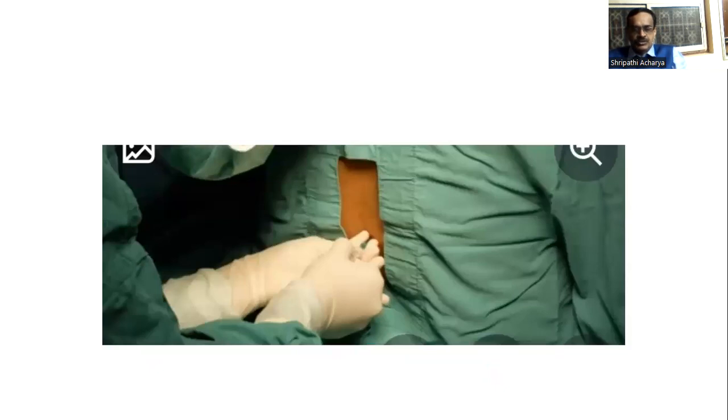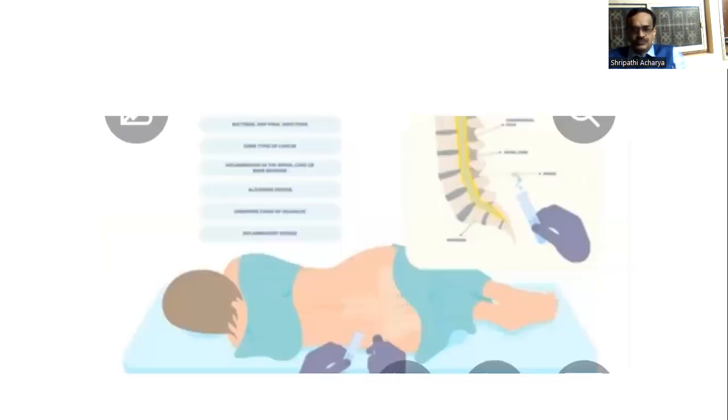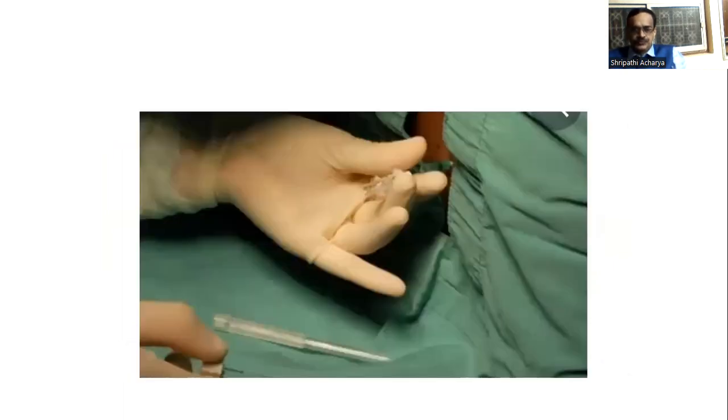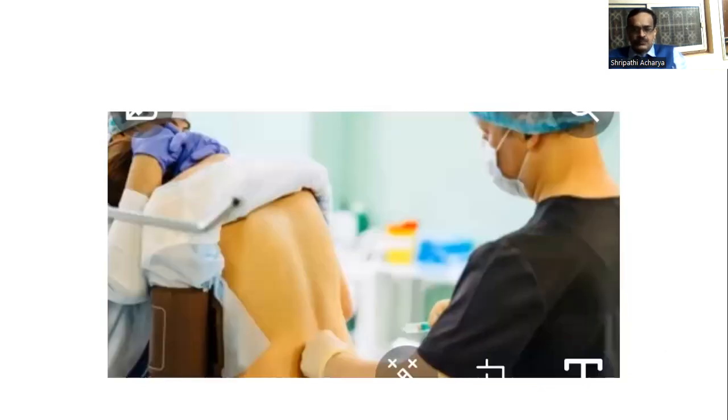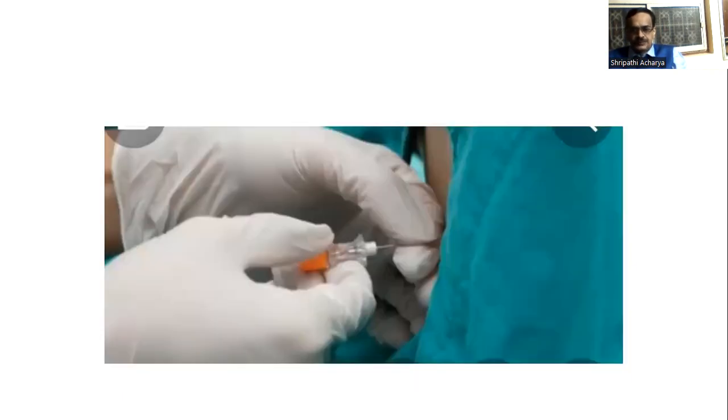Another patient undergoing lumbar puncture. See the position of the patient and the site where the puncture is done. The other patient is undergoing lumbar puncture. So by sitting also we can do it. After puncture, we are collecting the fluid sample in a vial.